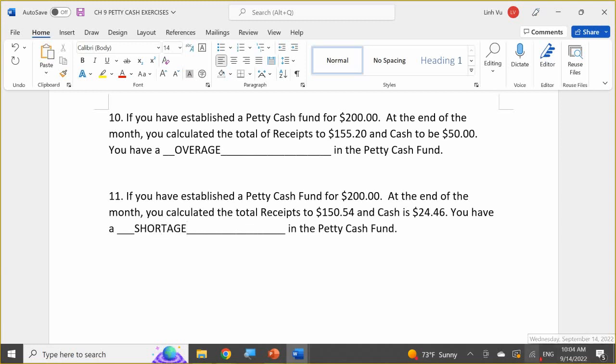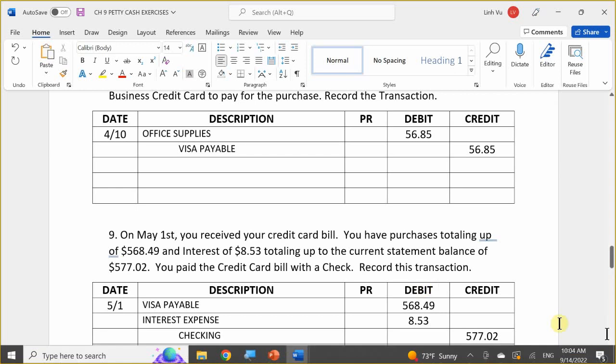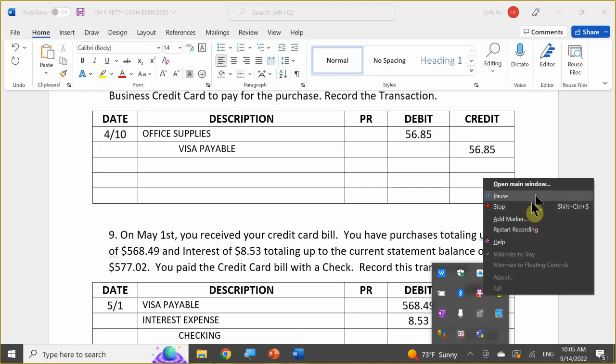Okay. All right. Good job, everybody. So, any questions in regards to petty cash and using a business credit card or anything like that?